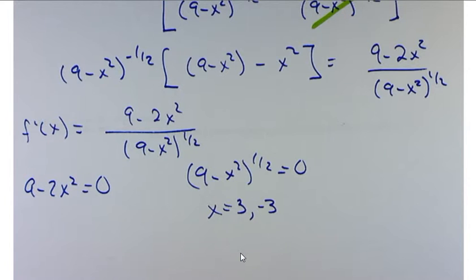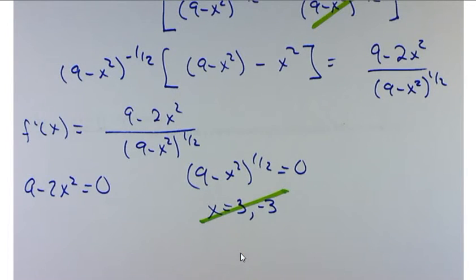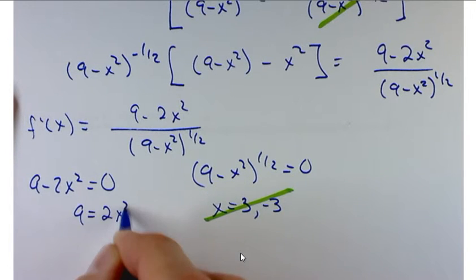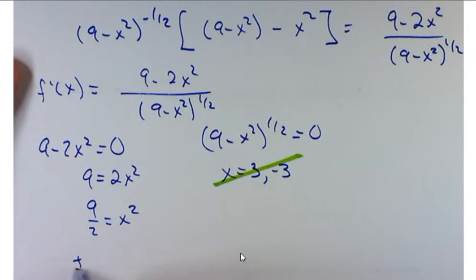So it's 9 equals 2x squared. 9/2 equals x squared. Plus or minus the square root of 9/2 is x. And you can fiddle with that a little bit. You can rationalize the denominator, etc. I'm not worried about that part right now.